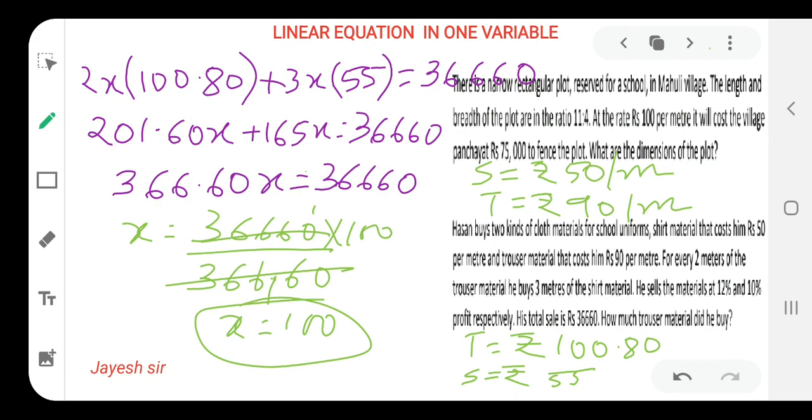Yes friends. Now how much trouser material did he buy? Now it is asked what the trouser material he bought was. 2x he bought. So what is the total material he bought? So 2x, that means 2 into x. So let's solve it over here. 2 into x, that means 2 into 100, it would be 200 meters is the trouser material bought by Hassan.